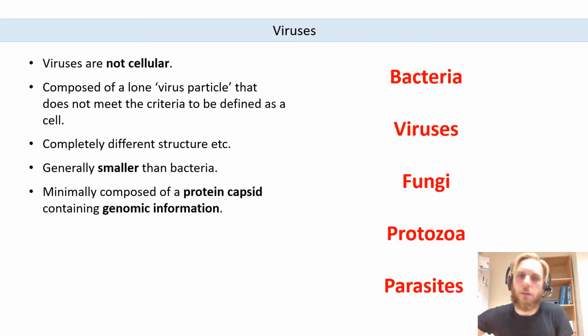Okay, so next up I want to talk about viruses. These are the next group of microorganisms that we're going to discuss. Very different to bacteria. The first obvious difference is that viruses are not cellular. I was talking about the differences between eukaryotic cells and prokaryotic cells. Viruses are completely outside this system. They're not composed of eukaryotic cells, they're not composed of prokaryotic cells. They're acellular, they're not composed of any cells at all.